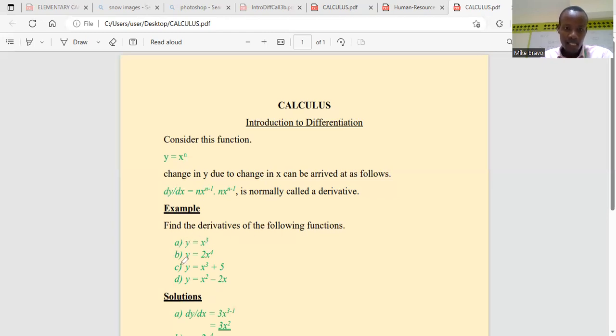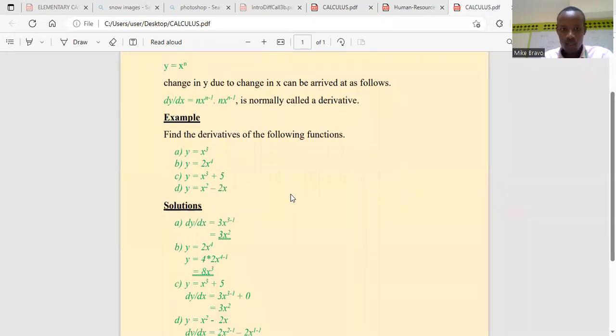So we have functions a, b, c, and d. The first function is y equals x power 3, or y equals x cubed. Then b, we have y equals 2x power 4. c, y equals x power 3 plus 5. d, y equals x squared minus 2x. Now let's look at the solutions. Let's look at the derivatives. Let us look at how the derivatives can be gotten one by one.